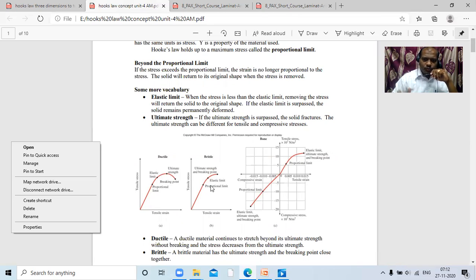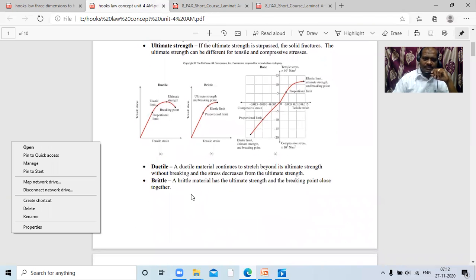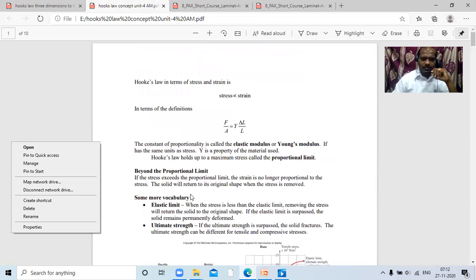To explain these two differences, I will try to explain with the help of this graph. If you observe the graph, you can see it on the screen. Let us continue the concept. Hooke's law holds up to a maximum stress called the proportionality limit. Beyond the proportional limit, what happens? If the stress exceeds the proportional limit, the strain is no longer proportional to the stress. The solid will return to its original shape when the stress is removed. That means it is the point of the proportionality limit.